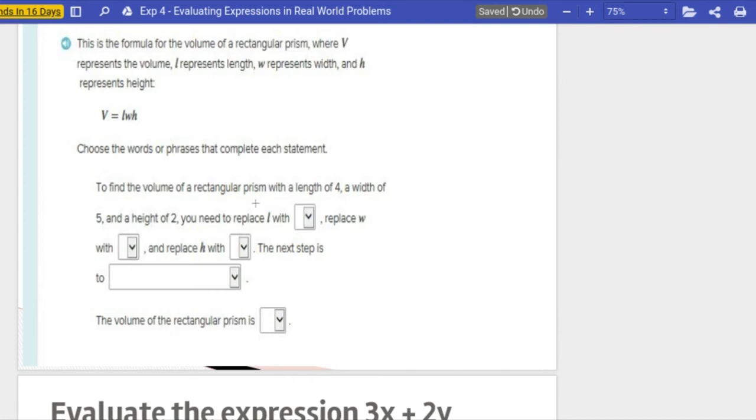So to find the volume of a regular rectangular prism with a length of 4, we would replace the L with 4, a width of 5, so we would replace W with 5, and a height of 2, so we would replace the height with 2. The next step would be to do 4 times 5 times 2. Again, you can multiply them in any order because the commutative property says that we can do that. So 5 times 2 is 10, and 10 times 4 is 40. So the volume would be 40 cubic units.